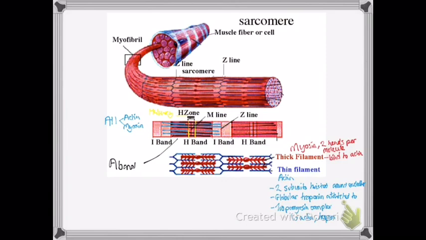Then we've got this I band, which contains only actin filaments, and let's remember that actin will be going across both sarcomeres. Of course, I'm just focusing on this sarcomere this time, but actin is obviously going to go to the next sarcomere. And because actin is our light filament, these are our light bands. So I bands are light bands.